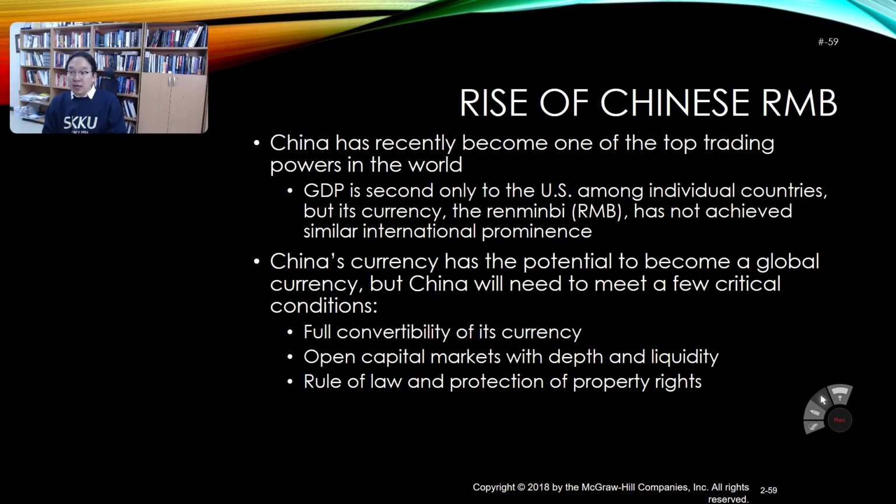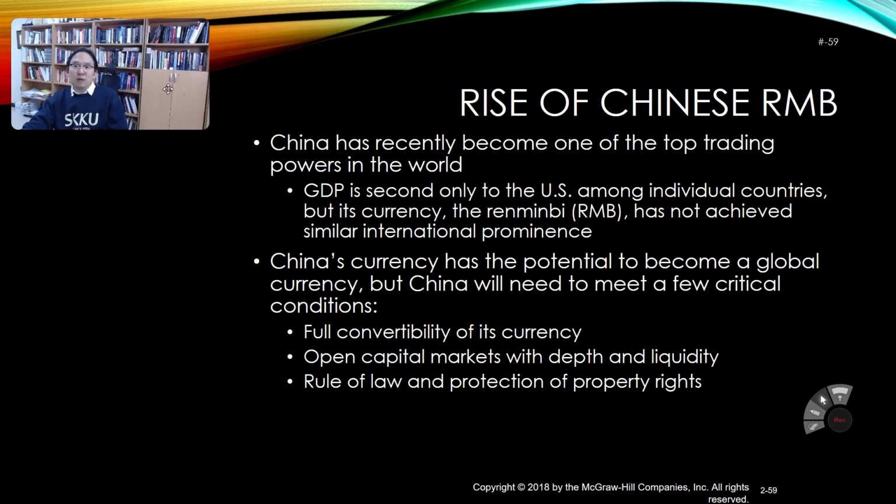China's currency has the potential to become a global currency, but China will need to meet a few critical conditions, which is full convertibility of its currency, open capital market with depth and liquidity, and the rule of law and protection of property rights. Otherwise, it's going to be hard to recognize the Chinese currency, renminbi, as a major currency.